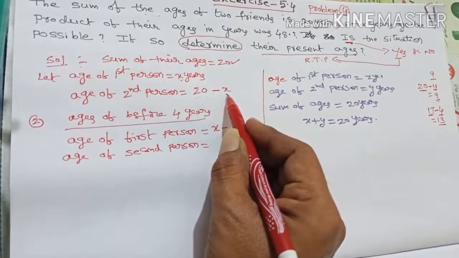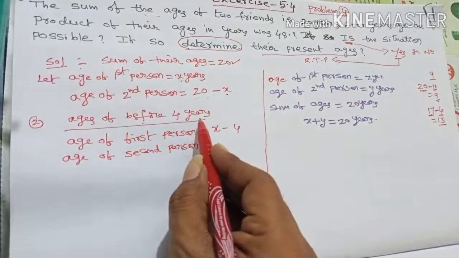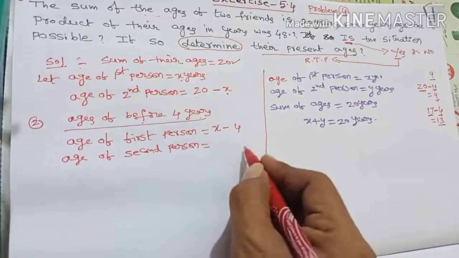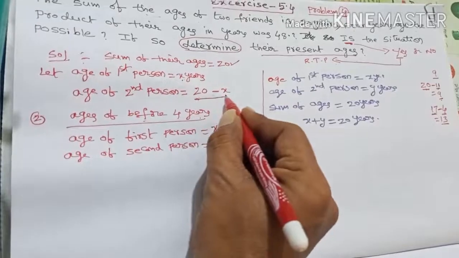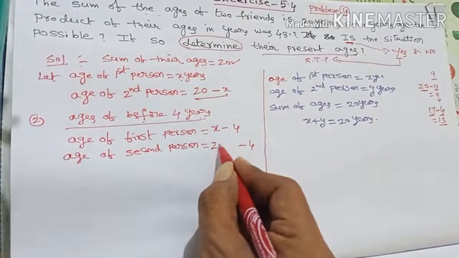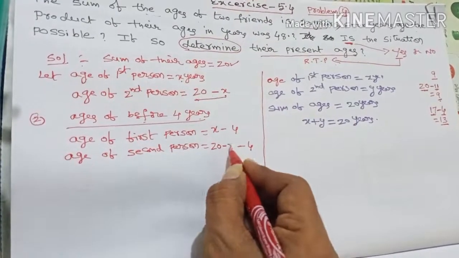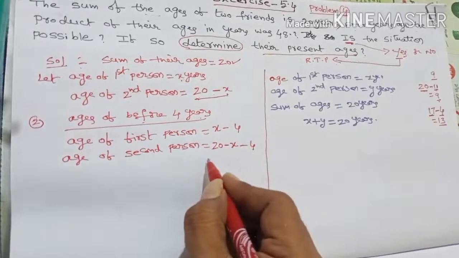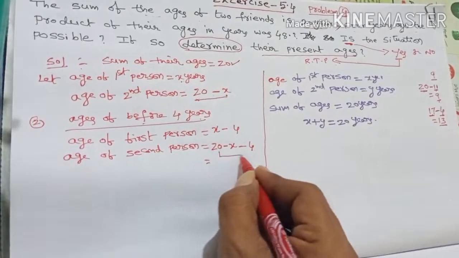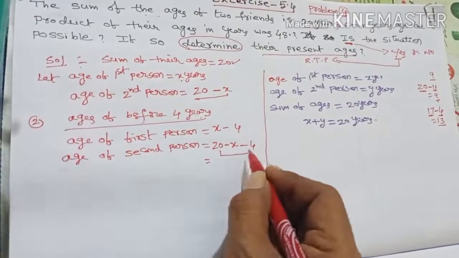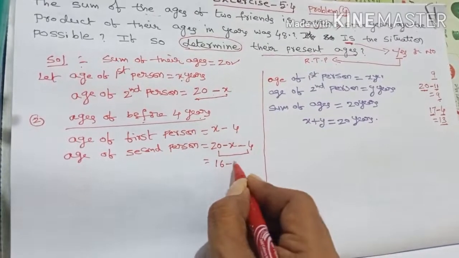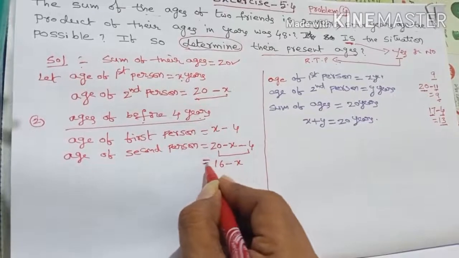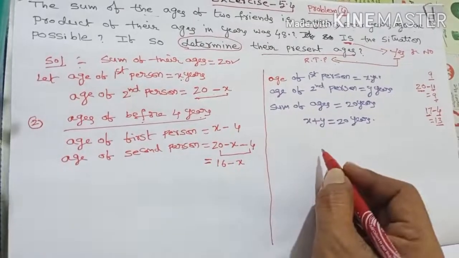So for getting the age before 4 years, what do you have to do? You have to subtract 4 from the present age. Here what is the present age? 20 minus x. Therefore 20 minus x minus 4. Here you can get two numerical values. You have to simplify this one. 20 minus 4 is 16 minus x, isn't it? Okay, so come to this model.